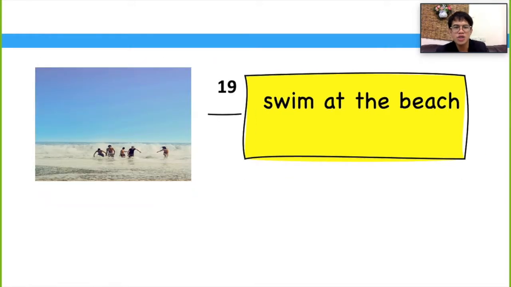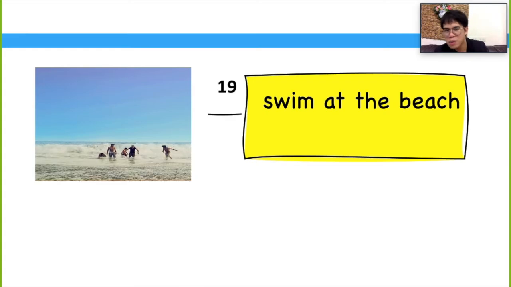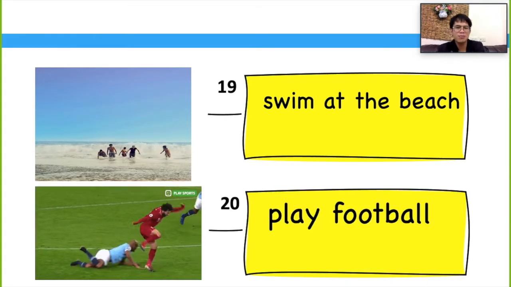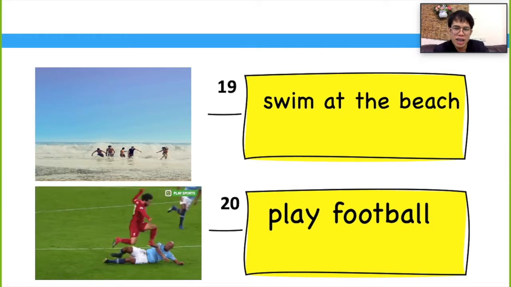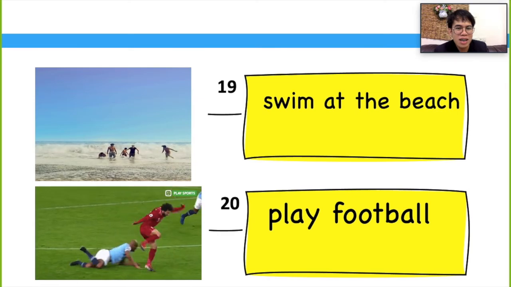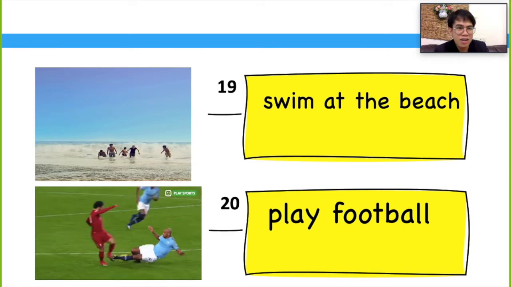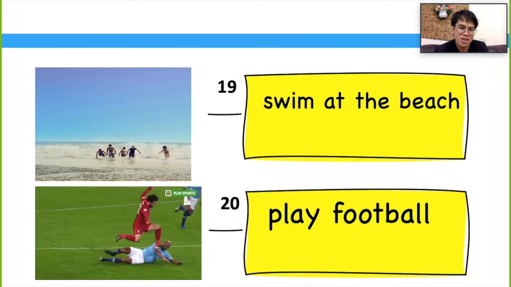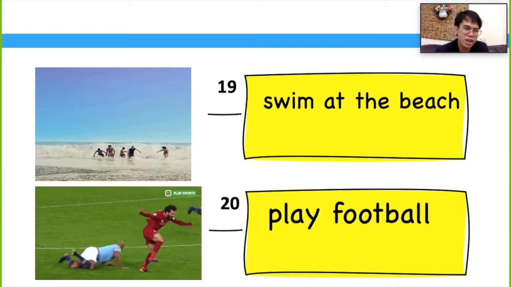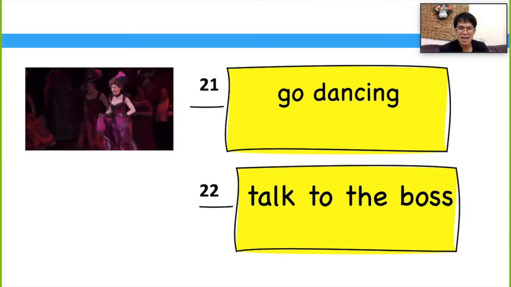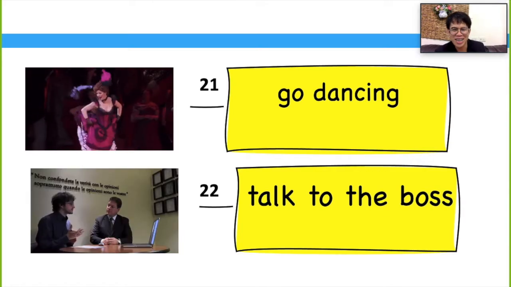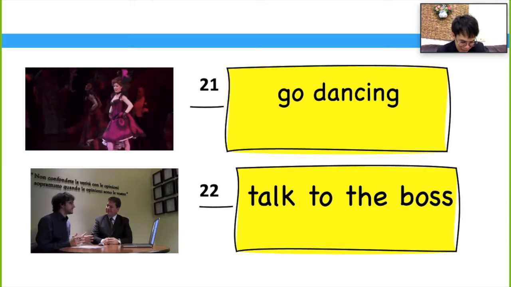Number 19 is swim at the beach. So swim at the beach. And number 20 is play football. Play football. Or you can also say soccer, right? So football or soccer. Next, number 21 and number 22 is go dancing.